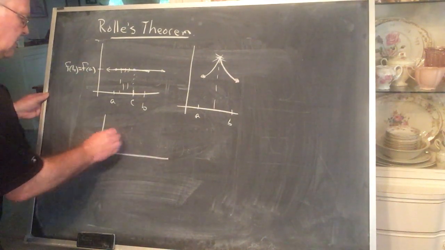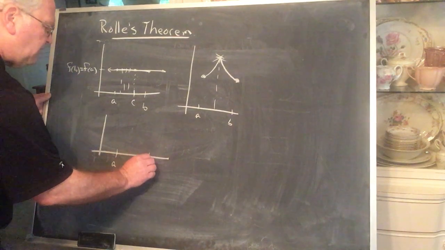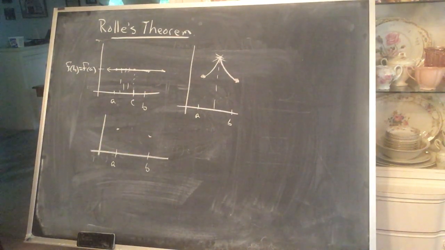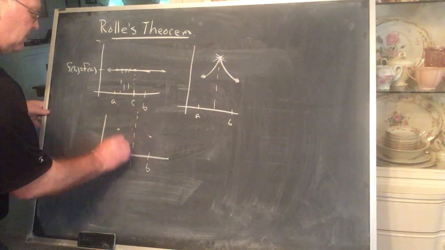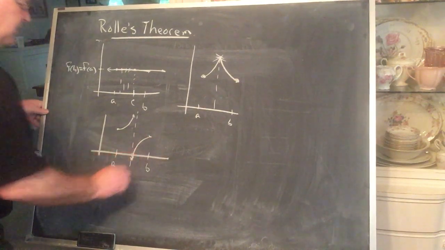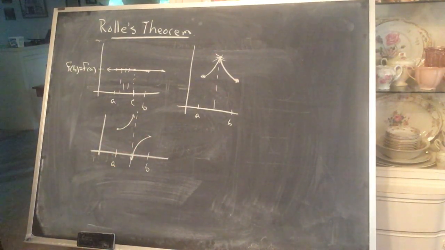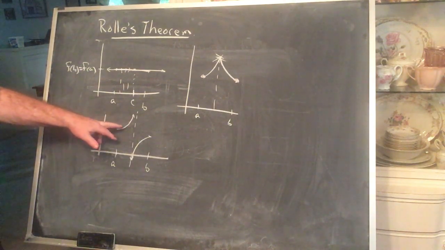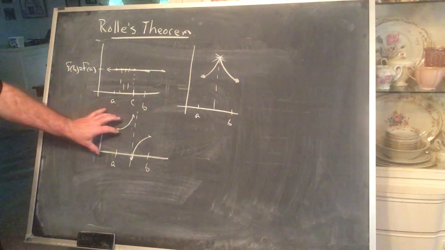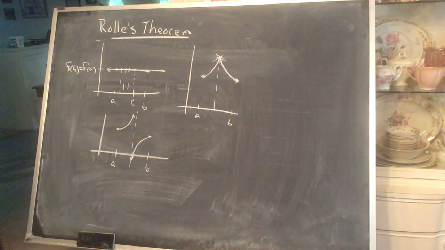If you relax the differentiable requirement, then there is not necessarily a point where the tangent line is horizontal. Similarly, if we don't require the function to be continuous, suppose we have a vertical asymptote somewhere. Well, in this particular case, there is no point where the tangent line is horizontal because the asymptote causes the curve to not have a horizontal tangent. So that's why Rolle's theorem requires that the function has to be continuous.